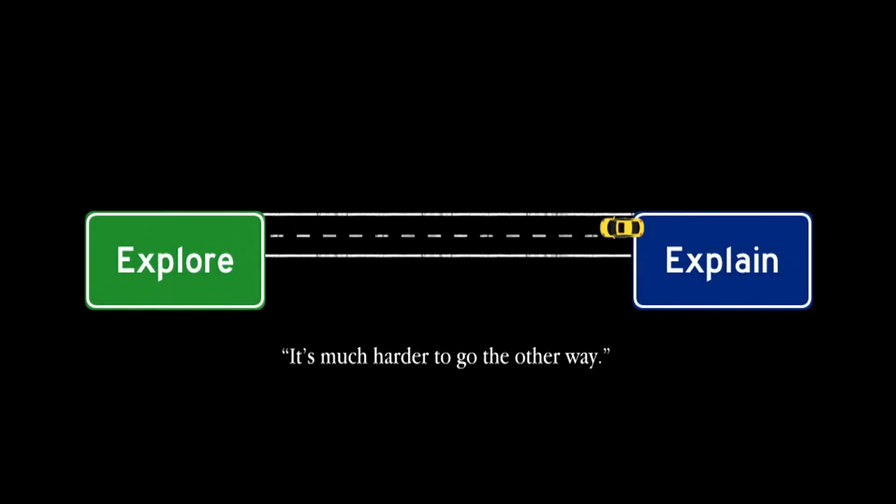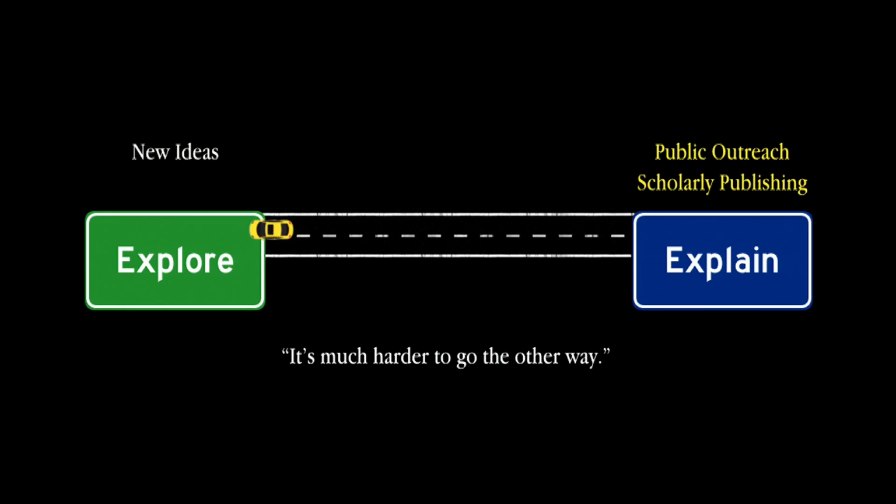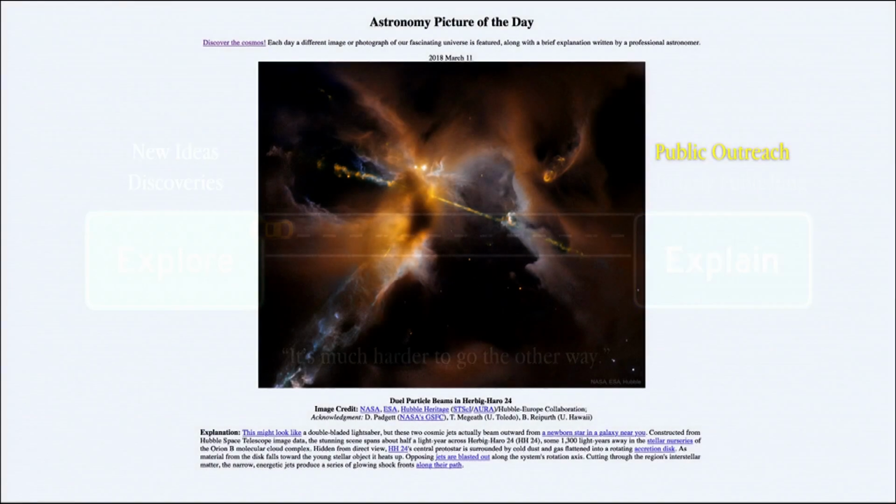Okay, but let's return for a moment to the world where people have to play by the normal rules, and they don't get to have craft supplies. Okay, so I told you that I would cover these two examples of going that way, from explanation to exploration, the public outreach one and the scholarly publishing one. In both of them, the goals are the same, to find new ideas and make new discoveries. Okay, but let me start with public outreach.